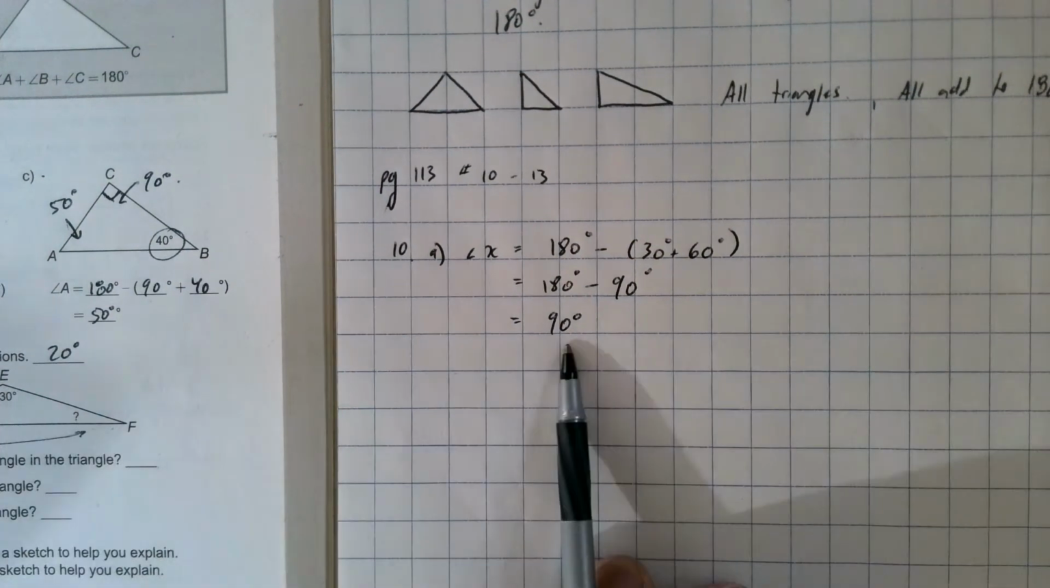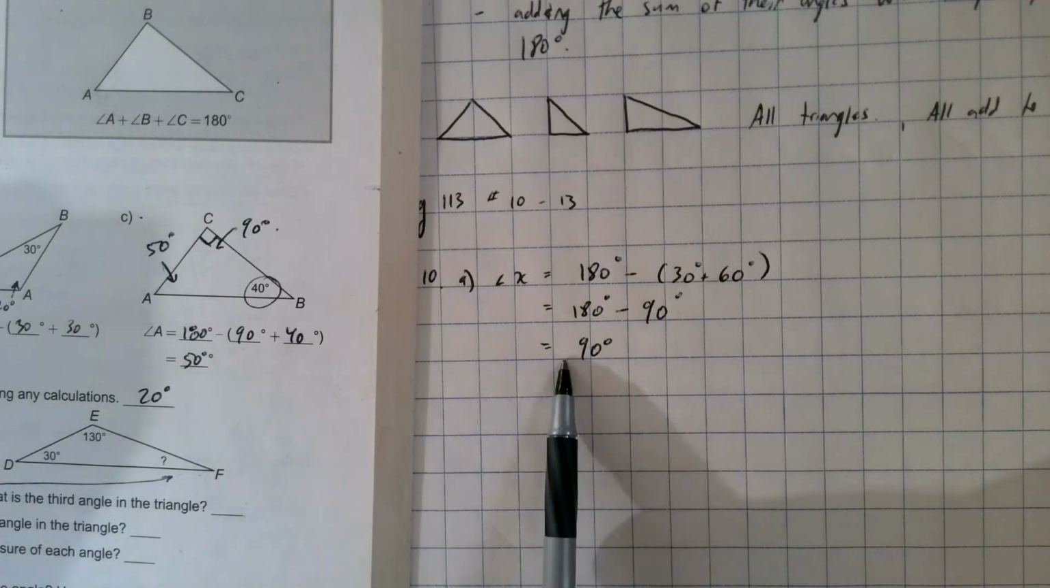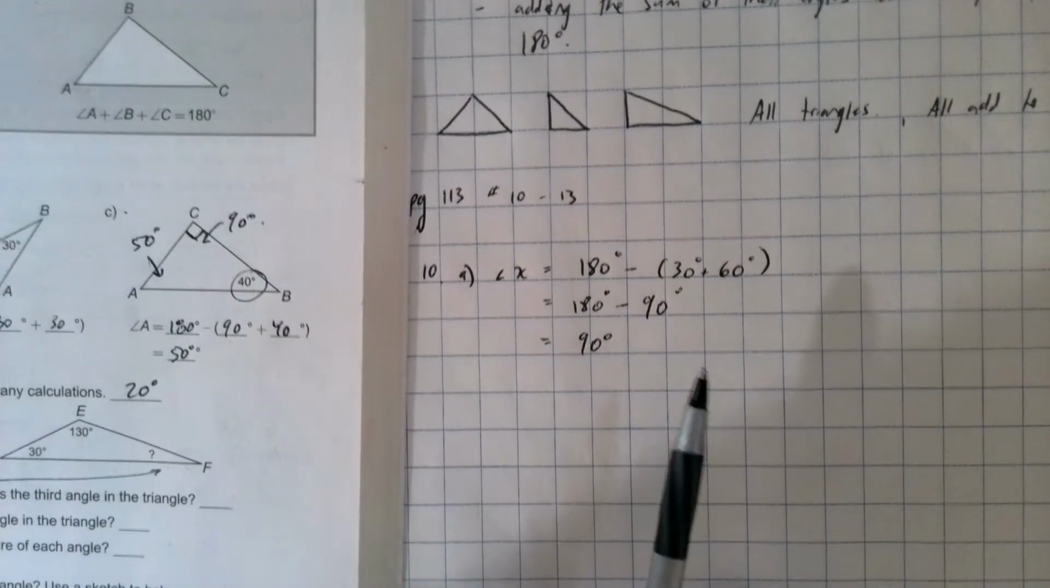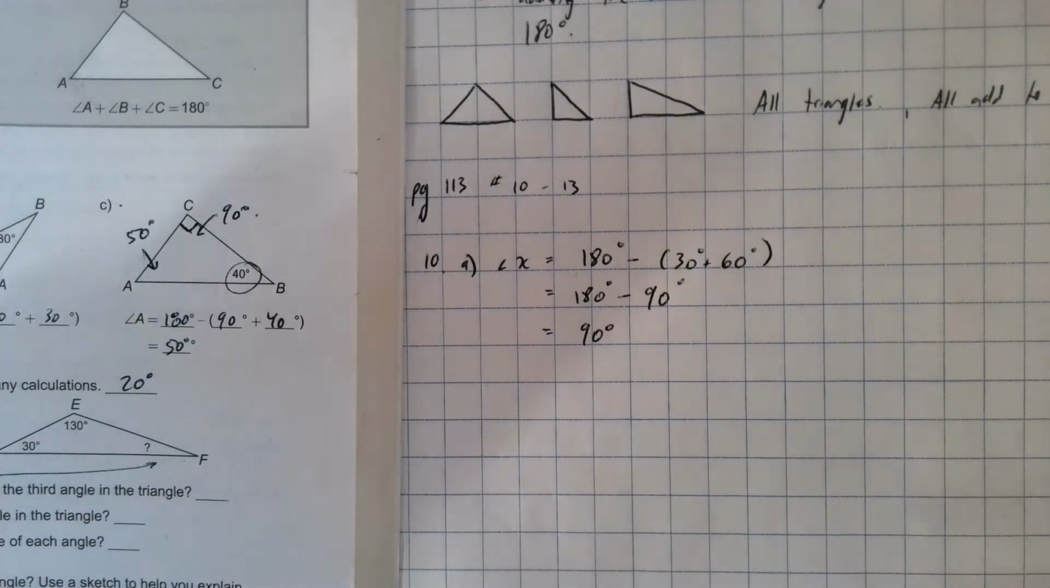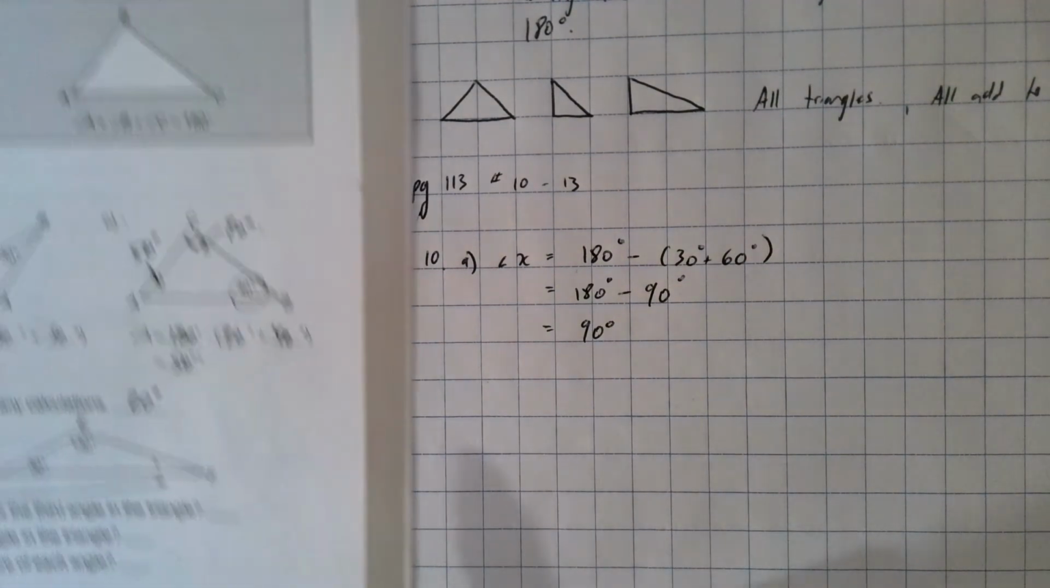Okay, so I'm trying to replicate what they did in the book. It should look pretty similar to this. That's why I'm doing it that way. If you do it somewhere different, that's fine. You could do 180, take away 30, take away 60. Whatever, as long as you're getting the final answer. That's kind of what the important part is.